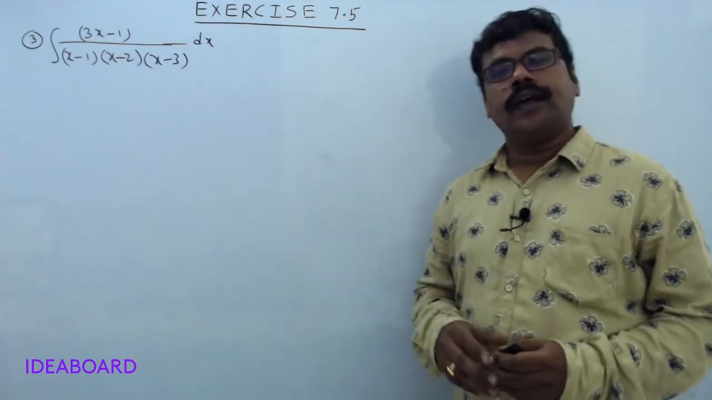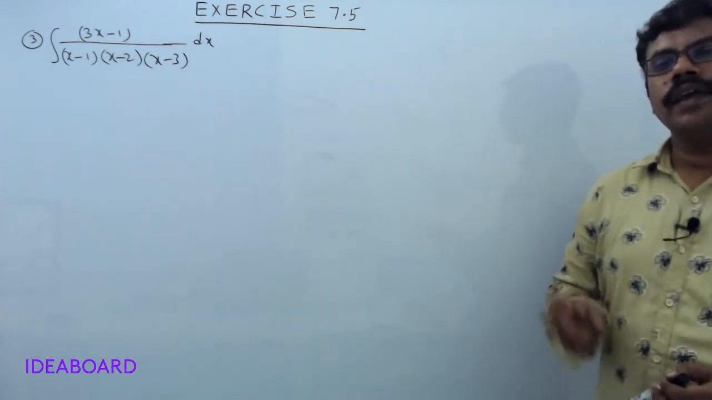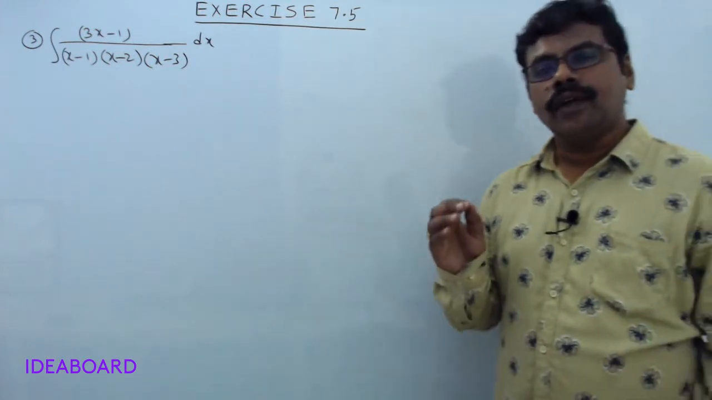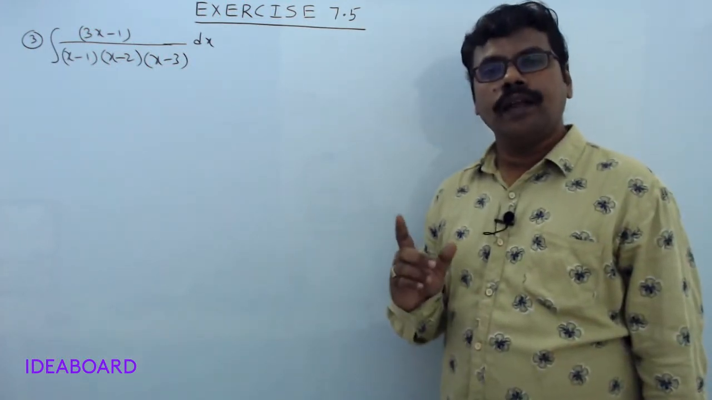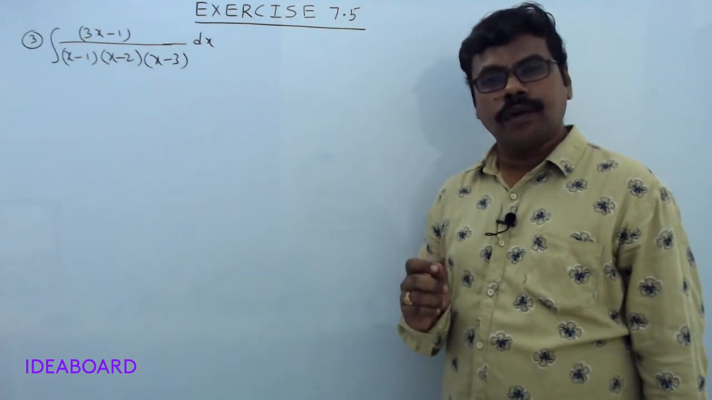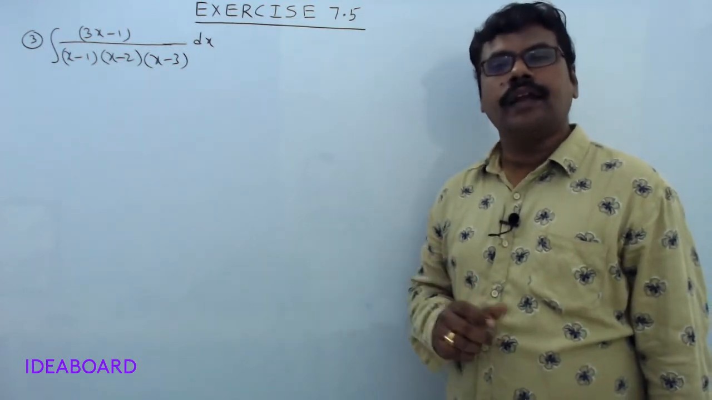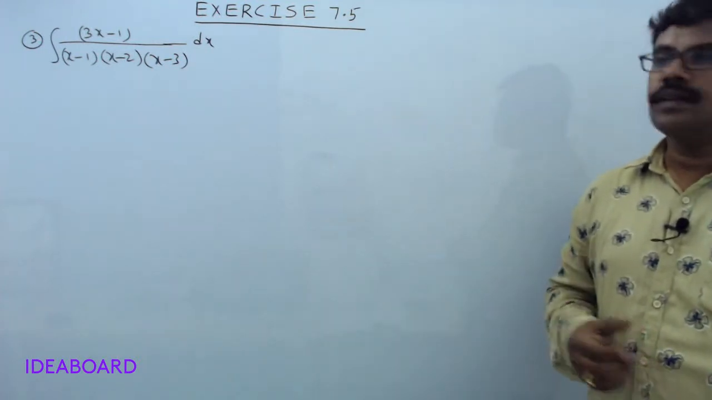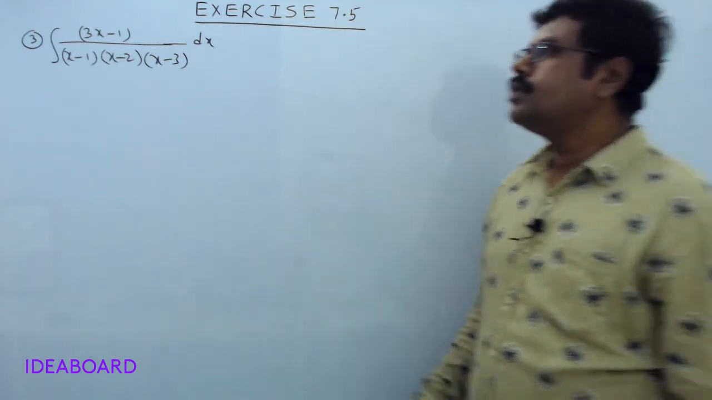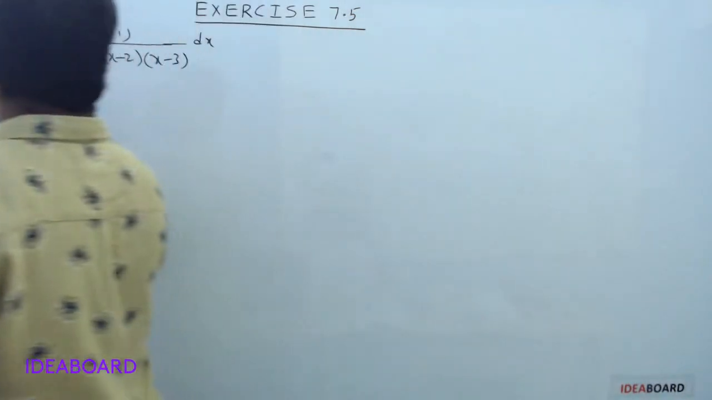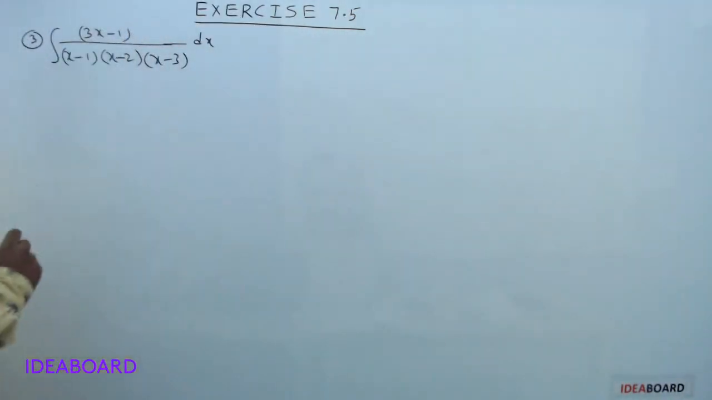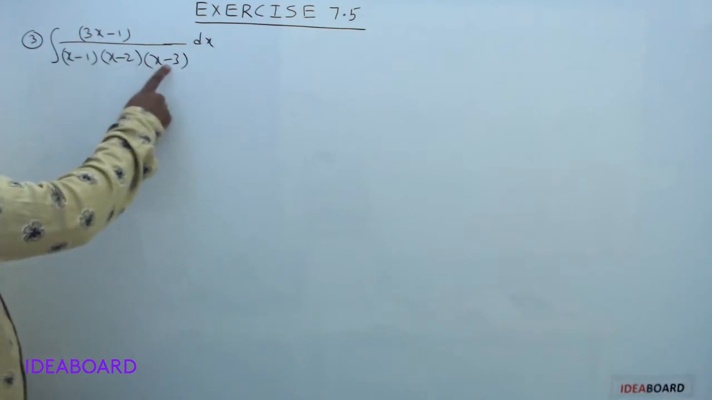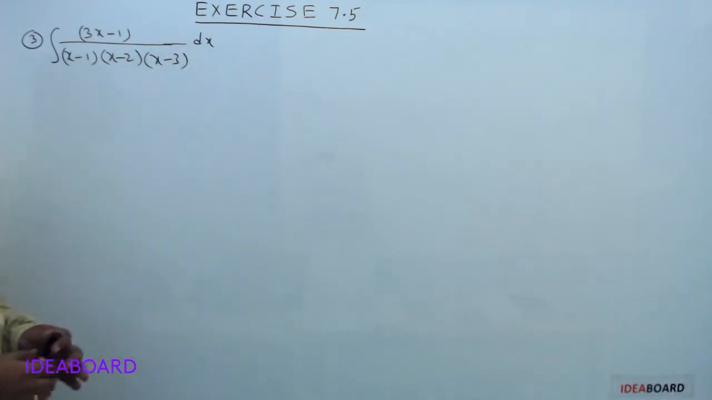Type 1 partial fractions means it satisfies two conditions. Condition number 1: the given fraction is a proper fraction. Condition number 2: the denominator contains non-repeated linear factors. Now come to the given problem. Integral of (3x minus 1) divided by (x minus 1)(x minus 2)(x minus 3) dx.